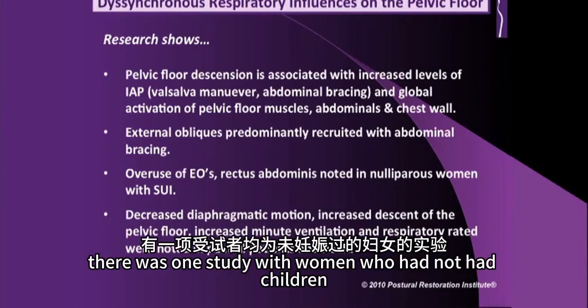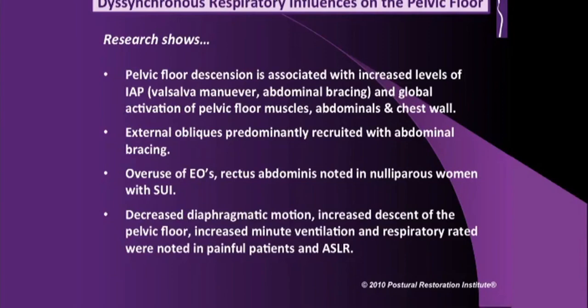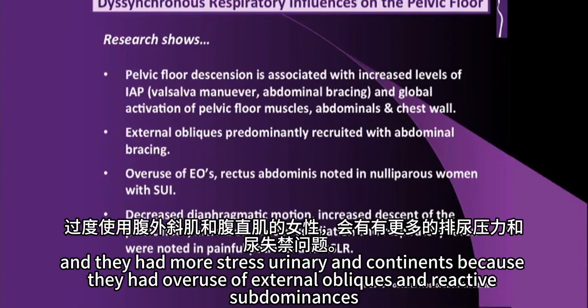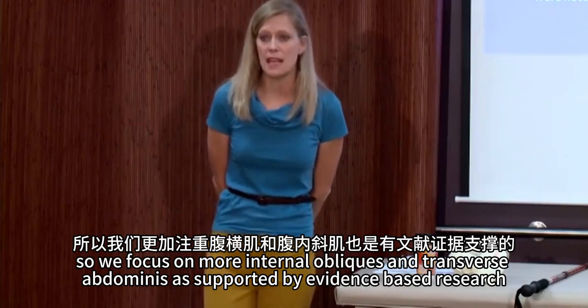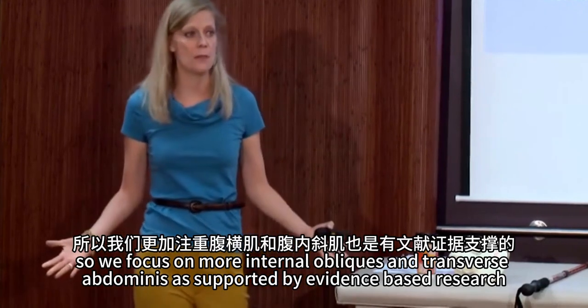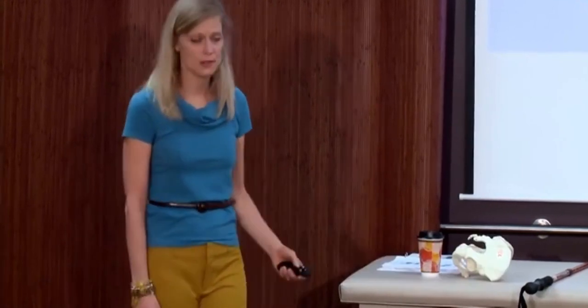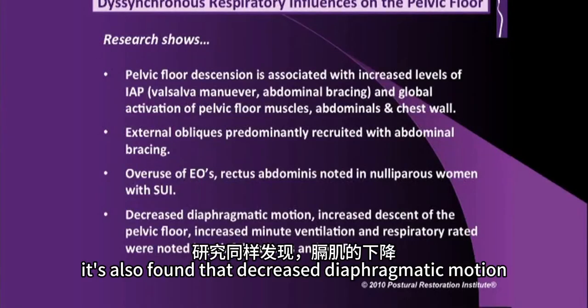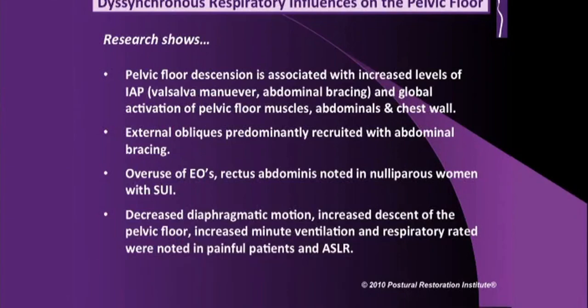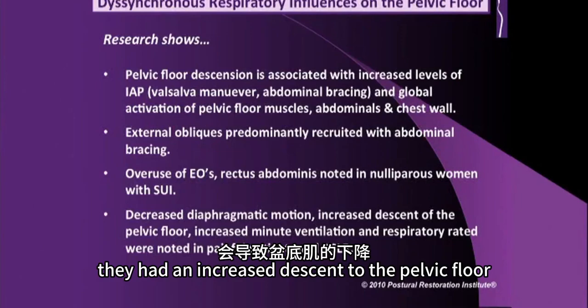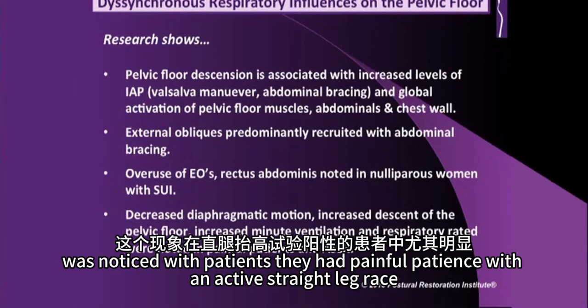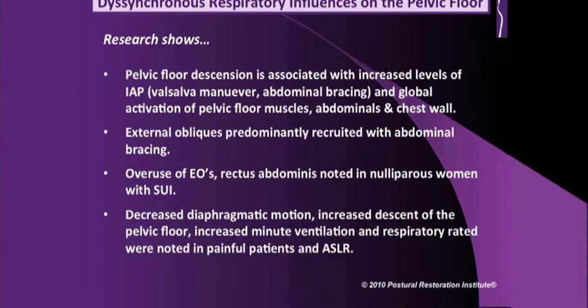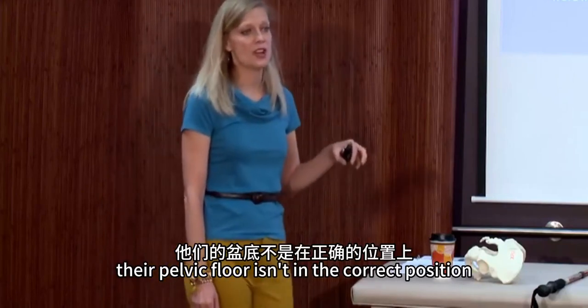There was one study with women who had not had children, and they had more stress urinary incontinence because they had overuse of external obliques and rectus abdominis. So we focus on more internal obliques and transverse abdominis, as supported by evidence-based research. It's also found that decreased diaphragmatic motion, with an increased descent of the pelvic floor, was noticed in patients who had pain with an active straight leg raise. Their pelvic floor isn't in the correct position.